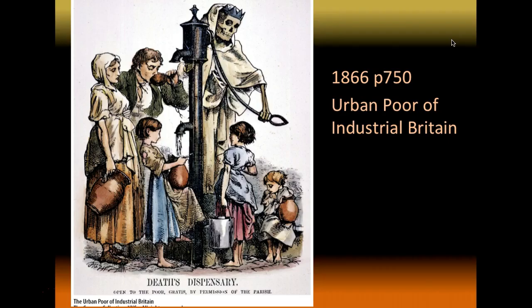This image is the urban poor of industrial Britain, and it's called Death's Dispensary, and it says it is open to the poor gratis, free, by permission of the parish, meaning by the permission of the local church. And you can see that these people are gathered around this well, and they are pumping water. But who is pumping the water?